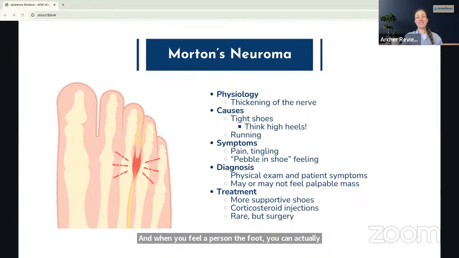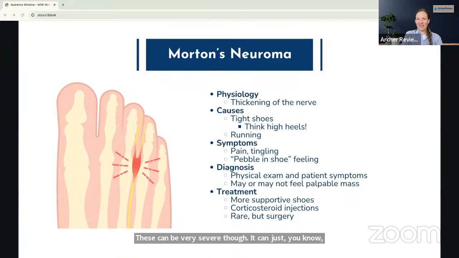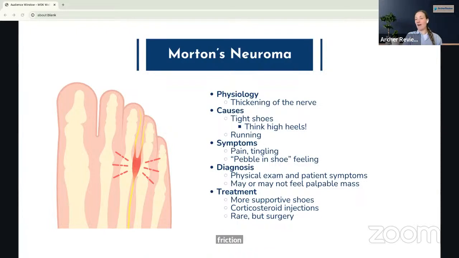These can be pretty severe though. It can be a pebble in the shoe feeling. It can cause some really painful pain and tingling down the foot. We think about these in patients who wear those really narrow, tight, pointy shoes, high heels, as it just puts pressure on the foot. And as that friction occurs, we get this swelling in that tendon sheath. All right. Other things that can cause it is repetitive motion. So think of runners or anybody participating in some of that high impact activity.